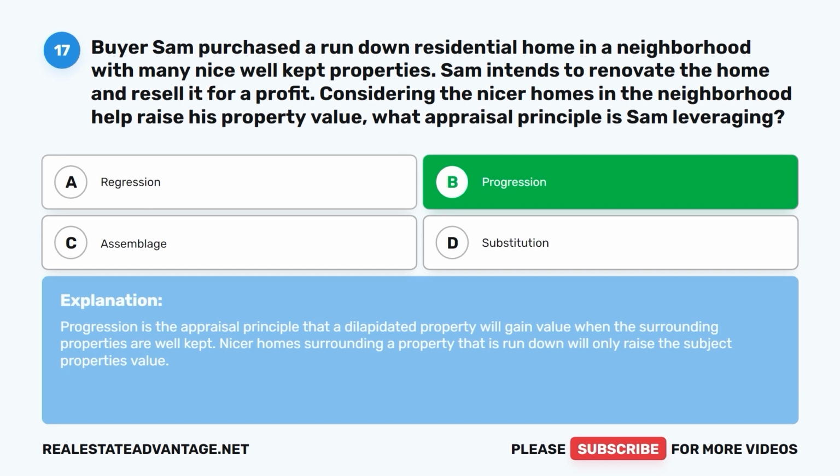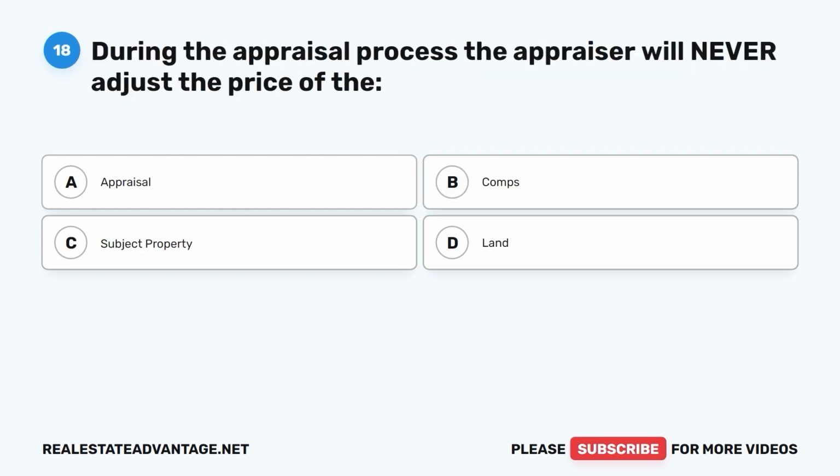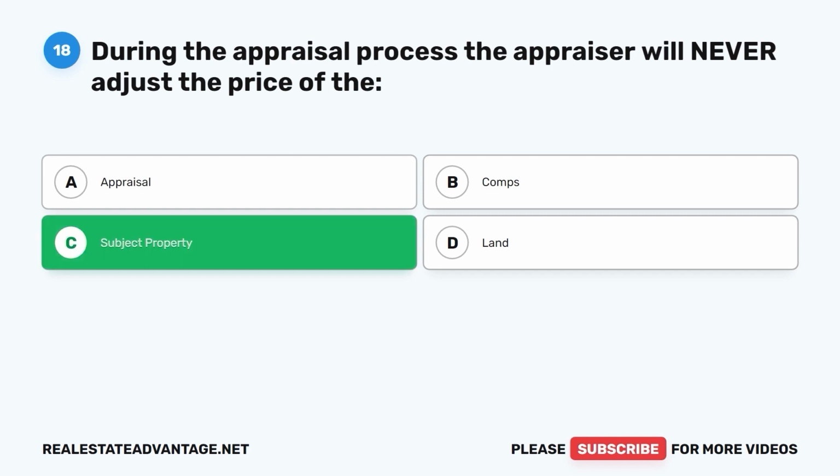Progression. Progression is the appraisal principle that a dilapidated property will gain value when the surrounding properties are well kept. Nicer homes surrounding a property that is run down will only raise the subject property's value. Question 18. During the appraisal process, the appraiser will never adjust the price of the A. Appraisal, B. Comps, C. Subject property, D. Land. The correct answer is C.